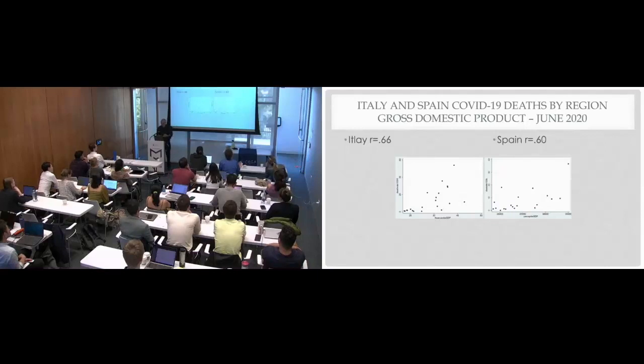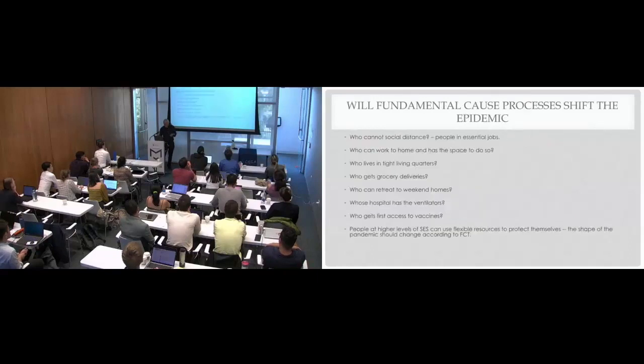So early on, this is Spain and Italy, and at the bottom is the per capita income in their states in Italy and in Spain. And what happened early in the epidemic was that it got expressed in the richer areas. The death rates were higher in the richer parts of Spain and Italy very early on. But then will fundamental cause processes shift the epidemic? So early on, this is how it came in.